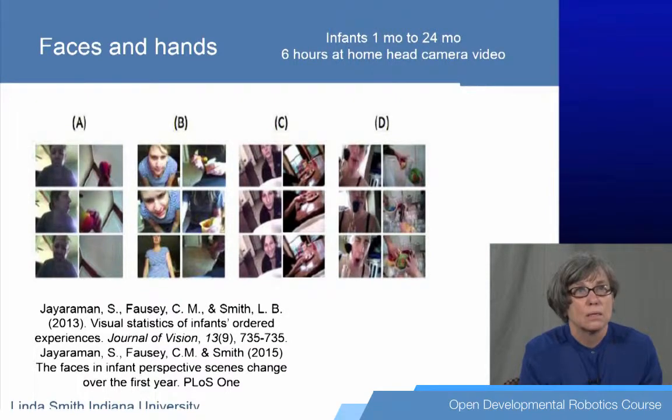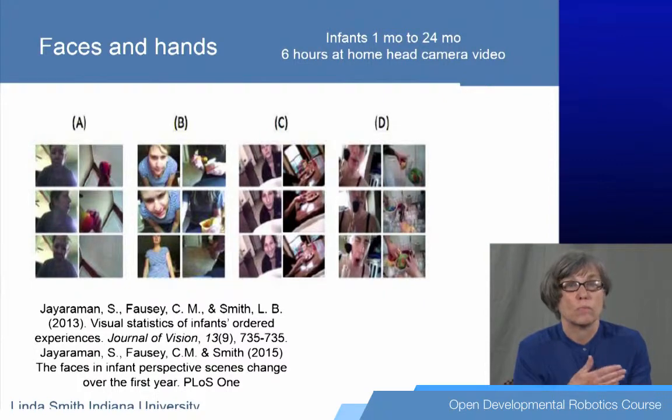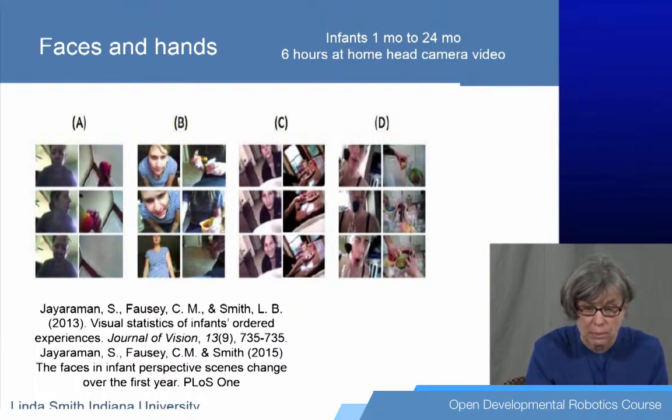statistics might mean. Here we have collected first-person view data from head cameras on babies, infants from 1 month to 24 months of age. Each of the infants wore the head camera at home. We weren't there through their daily activities for about 6 hours. And two things that we coded initially were the presence of faces, a big important stimulus for a lot of social development, both for children and for robots, and hands. We chose hands because hands do instrumental acts, and they're the things that make things happen in your world.